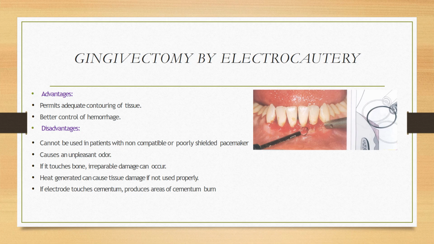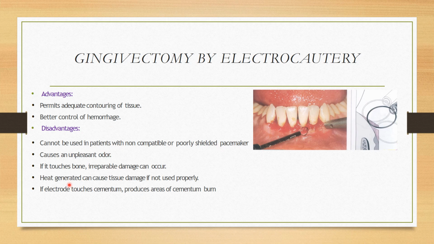Coming to gingivectomy by electrocautery, this has also been outdated. As you know, laser gingivectomy is more in trend compared to electrocautery. And what are the advantages? Gingivectomy by electrocautery permits adequate contouring of tissue and better control of hemorrhage. And what are the disadvantages? It cannot be used in patients with a non-compatible or poorly shielded pacemaker. That is the main disadvantage of electrocautery, and it causes an unpleasant odor.